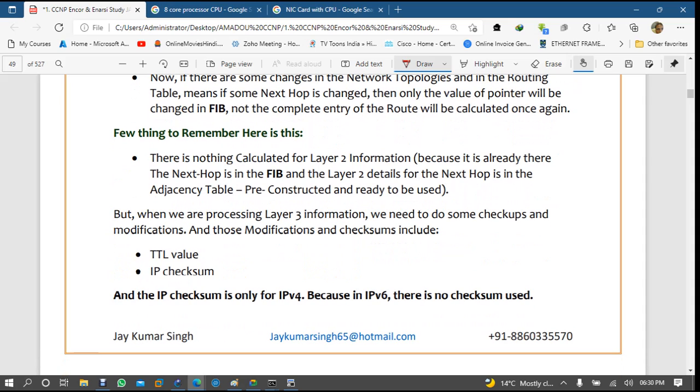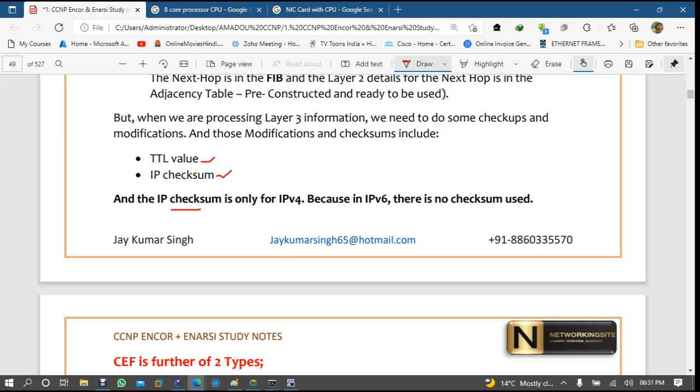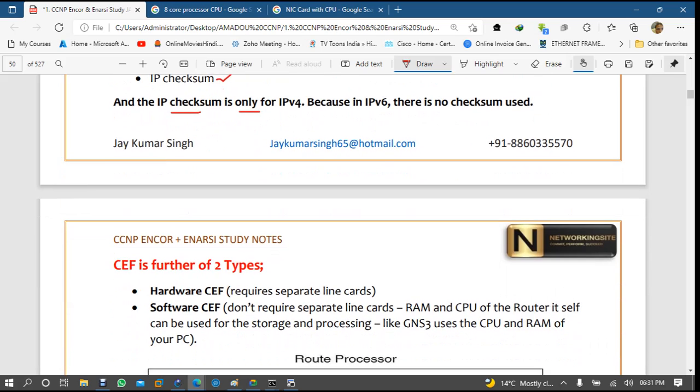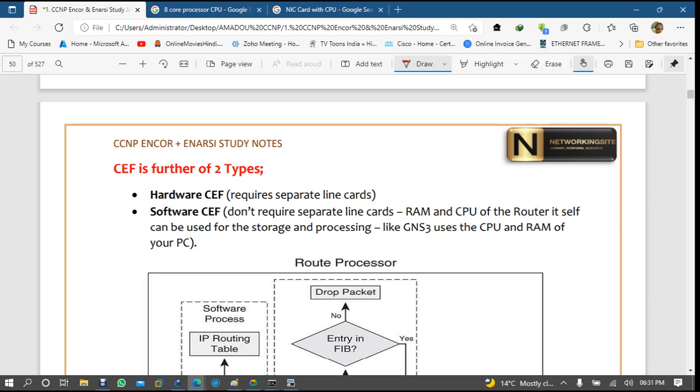So this is all about a few things about the FIB. See here, which thing can be modified in the CEF? Your TTL value will be modified, of course. The IP checksum will be modified or checked depending on the source and destination. Now the IP checksum you will find only in IPv4, not in IPv6.